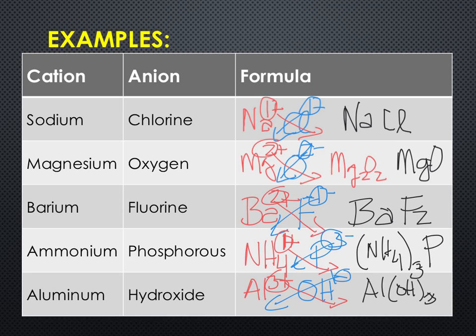So again, assign the proper oxidation numbers as superscripts, crisscross them without the pluses and minuses, and then reduce to the lowest whole number ratio when you're finished.